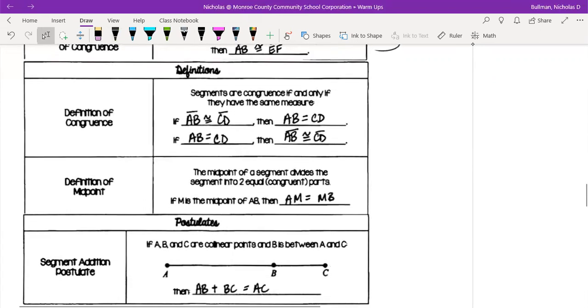Your definition of congruence allows you to go from congruent to equals or equals to congruent. Definition of midpoint: if you say something is the midpoint of a segment, so we've got line AB, and if we say that M is the midpoint of AB, then I have to be able to say that AM is congruent, or it's equal, to MB.